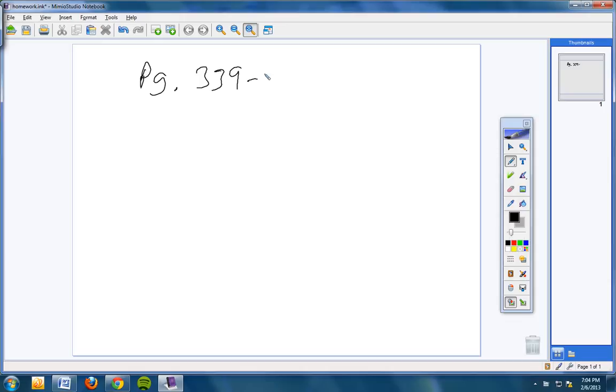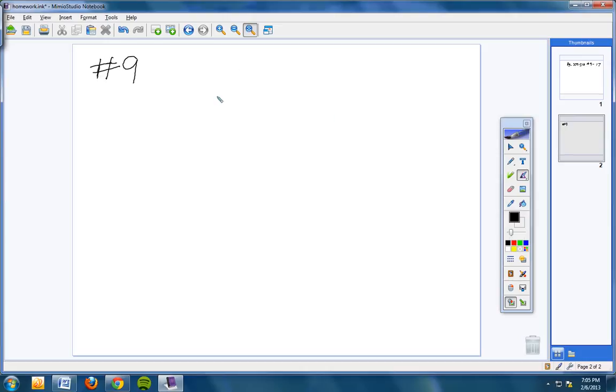This should be pages 390 to 340. Very simply, numbers 9 through 17. 9 through 17. Okay, and so without any hesitation, let's whip through this. You can't speed me up, but you can always pause it if you need to. Okay, number 9 looks like this.